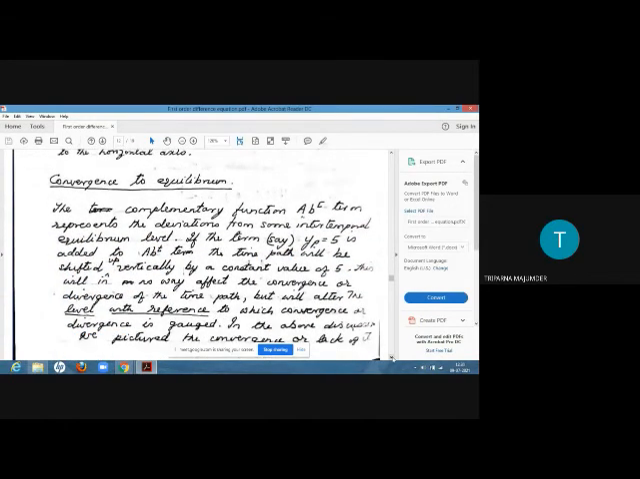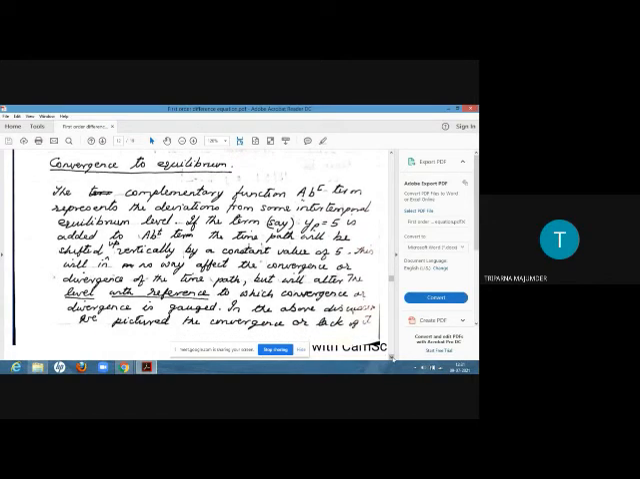Now convergence, a few words about convergence to equilibrium. The complementary function AB to the power t term represents the deviations from some intertemporal level. If the term, say, yp equal to 5 is added to the AB to the power t term, the time path will be shifted up vertically by a constant value of 5. This will in no way affect the convergence or divergence of the time path, but will alter the level with reference to which convergence or divergence is gauged.